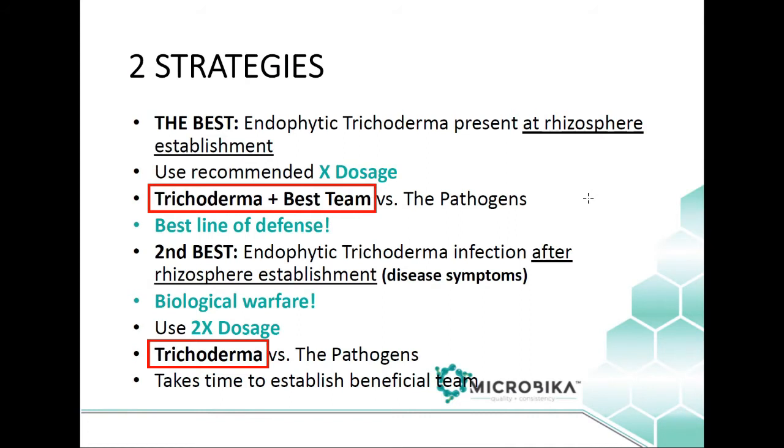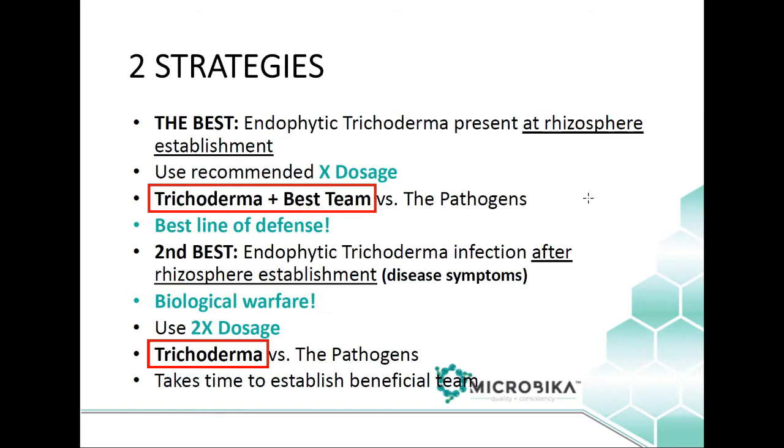Okay, so there are basically two strategies when you use an endophytic Trichoderma or a coach. The best strategy is always to use the endophytic Trichoderma at the establishment of the rhizosphere. Then you can use the product at the recommended dosage. You know that Trichoderma is going to recruit the best team that's available in your soil, and the Trichoderma with its best team is going to fight against the pathogens, keep them out of the rhizosphere, and keep the plant in an optimal state of photosynthesis and health. So that's the best line of defense.